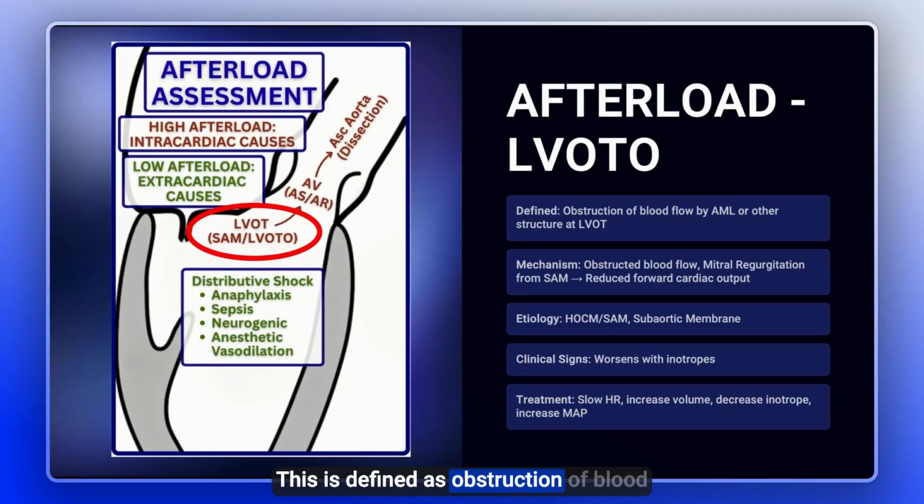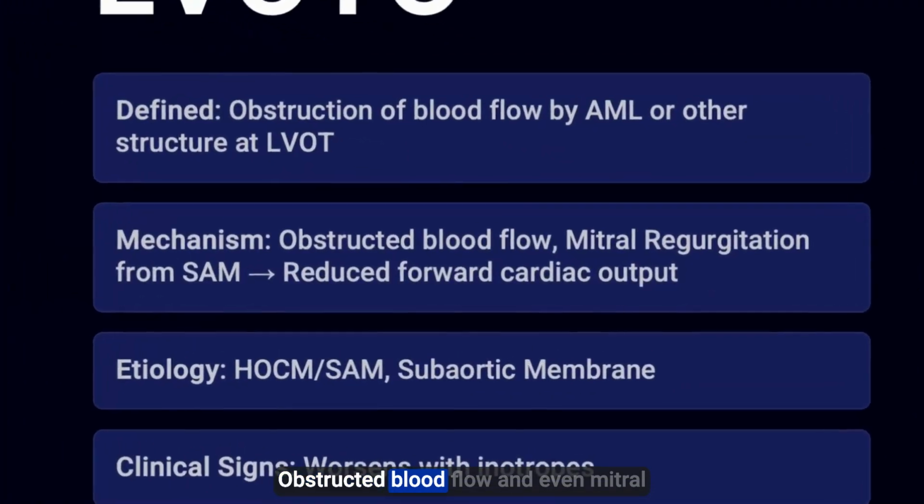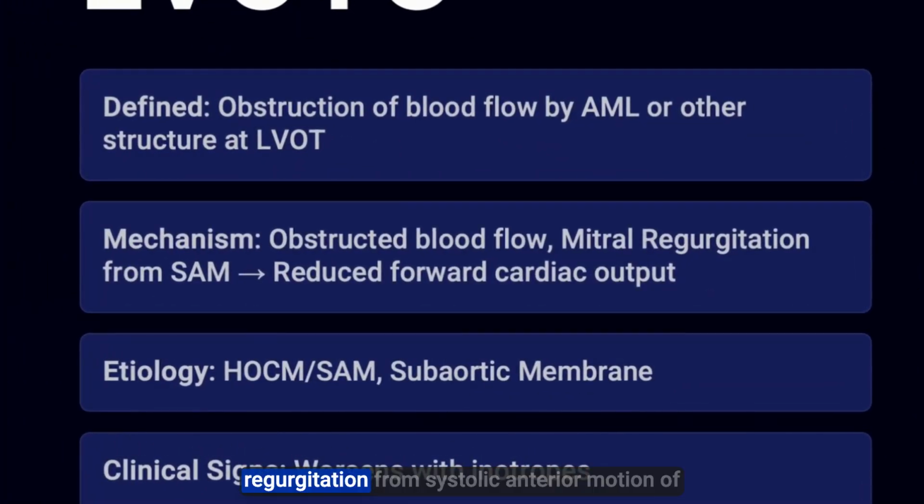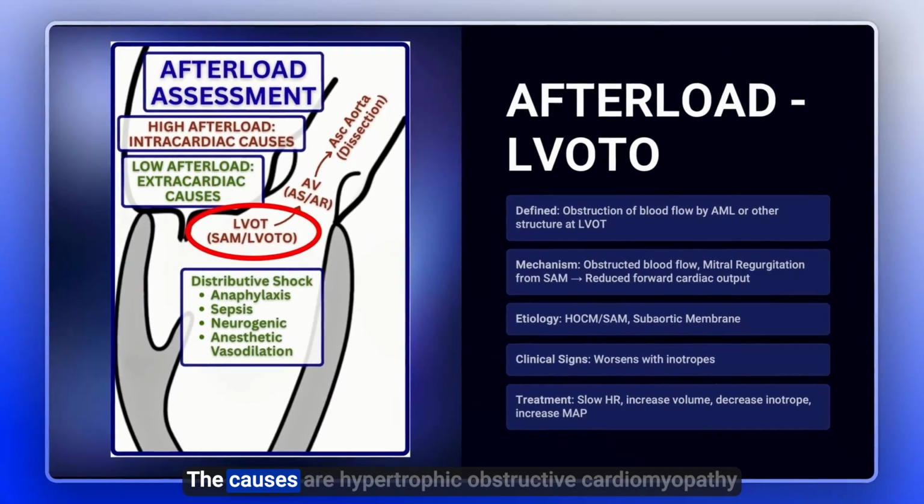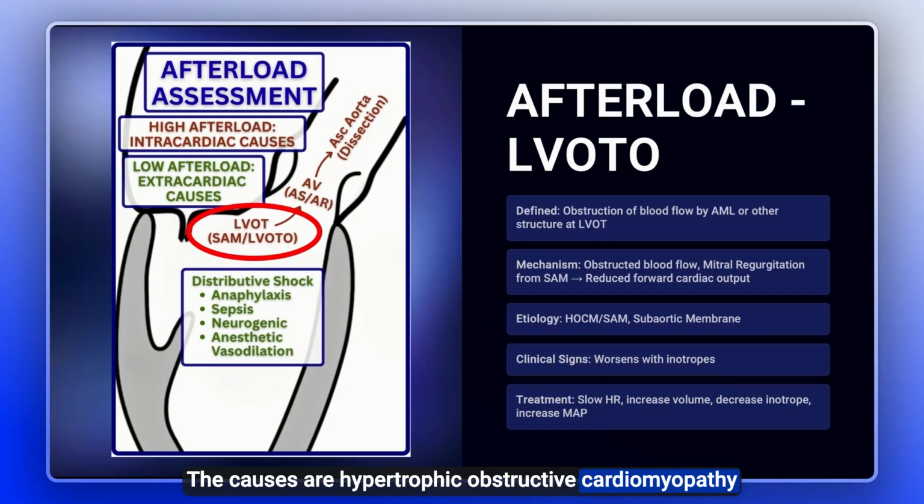This is defined as obstruction of blood flow either by the anterior mitral leaflet or other structure at the level of the LVOT. Obstructed blood flow and even mitral regurgitation from systolic anterior motion of the mitral valve reduces forward cardiac output. The causes are hypertrophic obstructive cardiomyopathy, where you have systolic anterior motion of the mitral valve, or the presence of something more congenital or acquired, where you have a subaortic membrane.